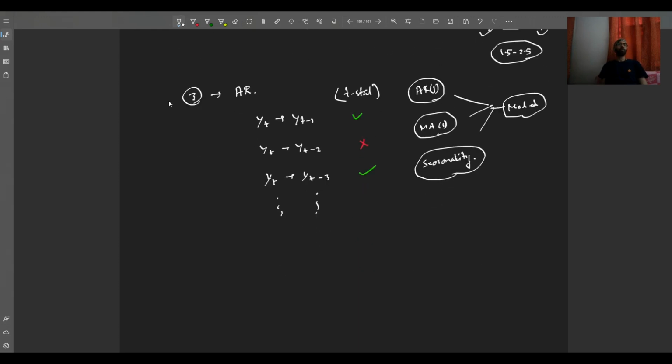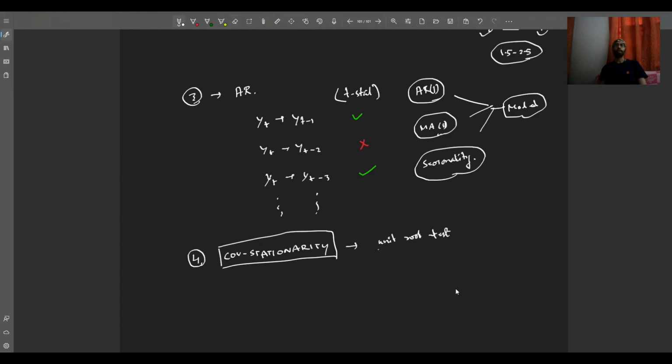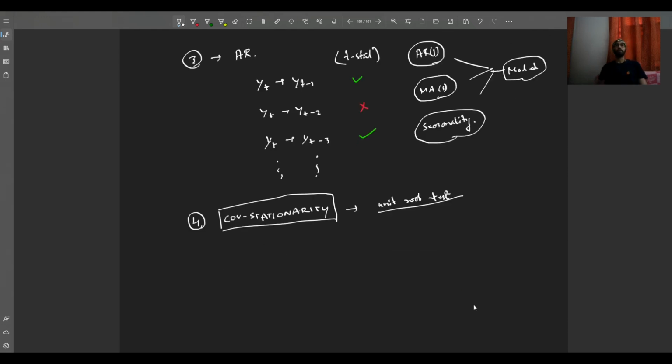Now we move on to the fourth step. The fourth step is you check for covariance stationarity. This is very important, friends, because otherwise the regression is invalid. How can you do that? Obviously, you do the unit root test to find out if there is covariance stationarity in the model or not. If there is not, obviously you have to do things like first differencing.